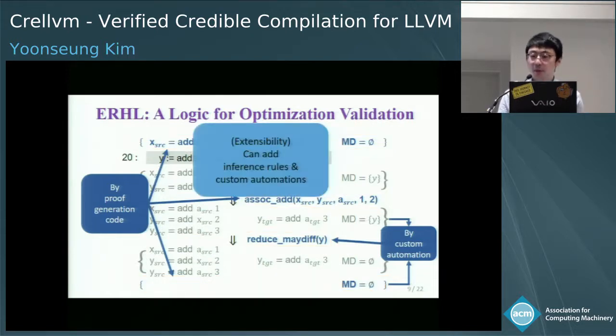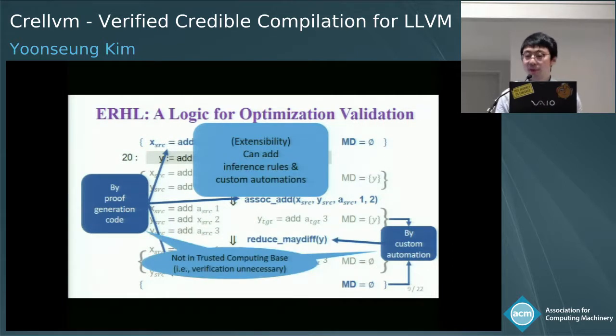Now, let's talk about extensibility of ERHL. It simply means that we can extend ERHL with any inference rules and custom automation. An interesting point here is that we only need to verify correctness of inference rules, not custom automation or proof generation code. That's because whenever proof generation or automation does something wrong, at worst it only generates incorrect proofs, which should be always detected by the proof checker.